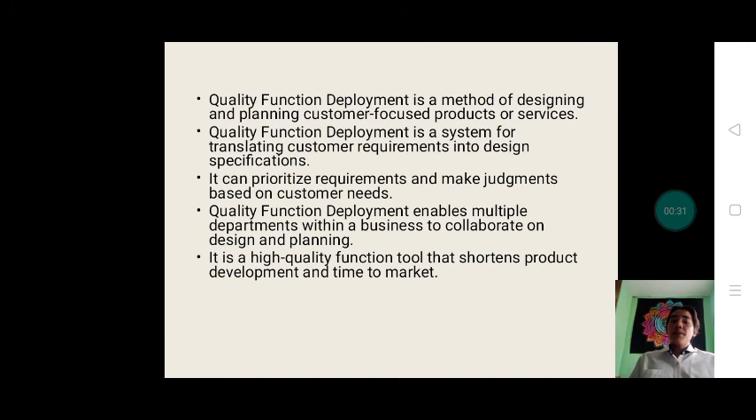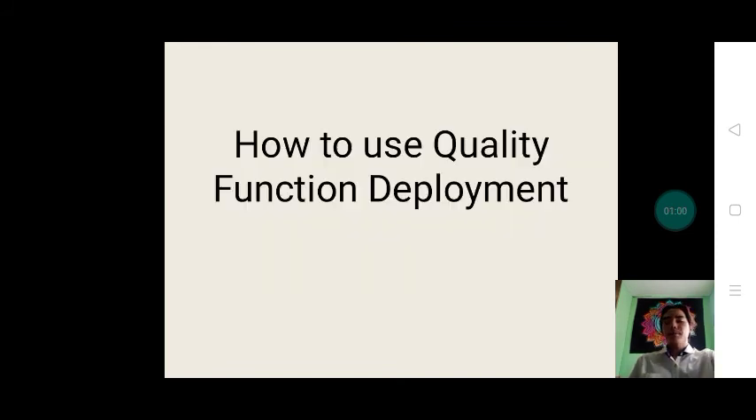Quality function deployment is a method of designing and planning customer-focused products or services. It is a system for translating customer requirements into design specifications. It can prioritize the requirements and make judgments based on customer needs. It enables multiple departments within a business to collaborate on design and planning. And lastly, it is a high-quality function tool that shortens product development and time to market.